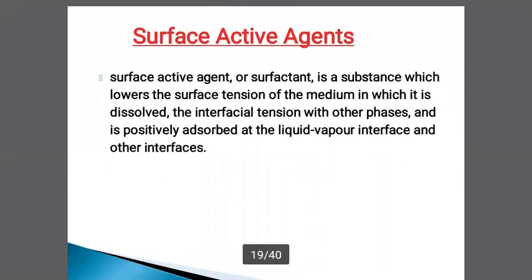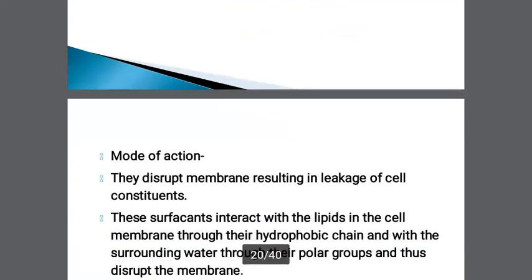Then last, surface active agents. Surface active agents are surfactants. A surfactant is a substance that lowers the surface tension of the medium in which it is dissolved and the interfacial tension with other phases, and it is positively adsorbed at the liquid-vapor interface and other interfaces.